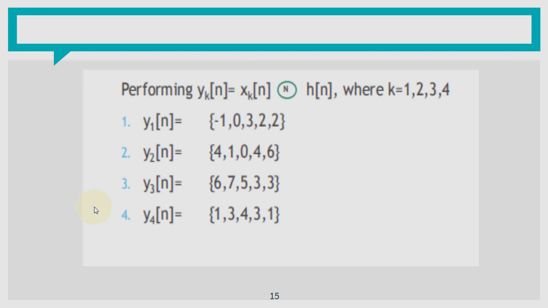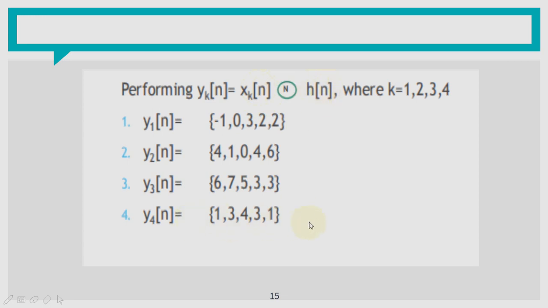Now performing Y of k is equal to X of k into H of k, where k is equal to 1, 2, 3, 4. So you will get this output y1 of n, y2 of n, y3 of n, y4 of n. For this convolution operation you can use the matrix operation. So x1 of n multiplied by h of n, so you will get this output. Again x2 of n multiplied by h of n, so you will get the y2 output. x3 of n multiplied by h of n, that is matrix multiplication, so you will get this output. Again x4 of n multiplied by h of n, so you will get this output.